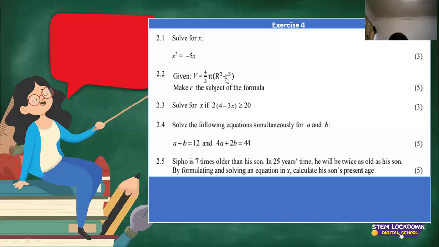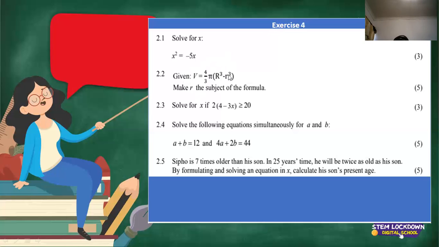Next, we need to remove what? The 4 pi. So divide both sides by 4 pi, and you're going to have 3v over 4 pi equals capital R cubed minus small r cubed. Then we need to remove the capital R cubed. To do that, let's move our negative small r cubed to the left and bring the term that is at the left to the right.